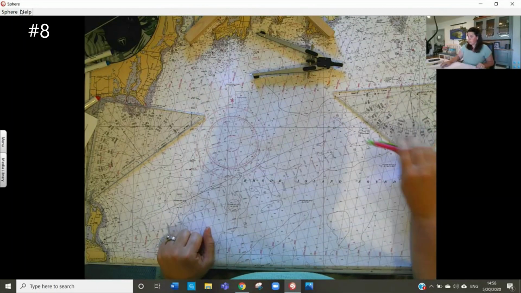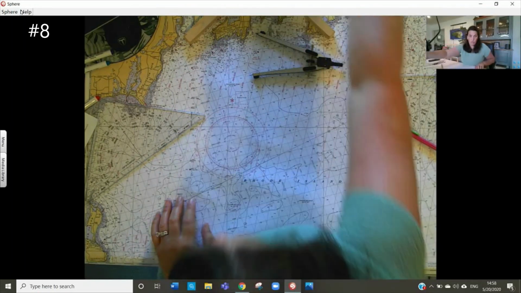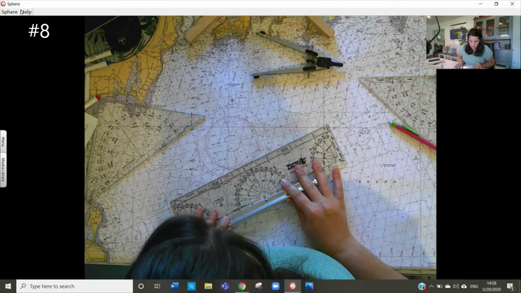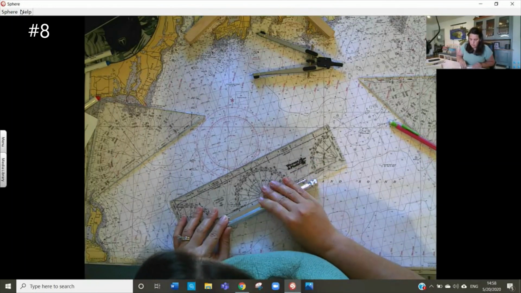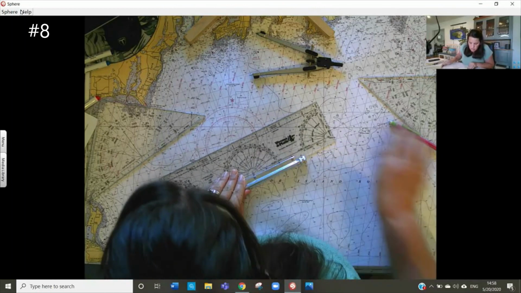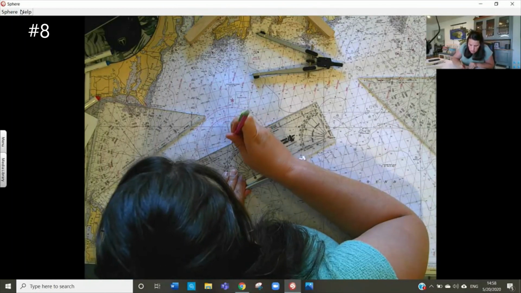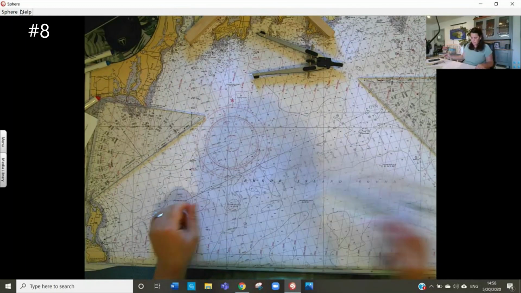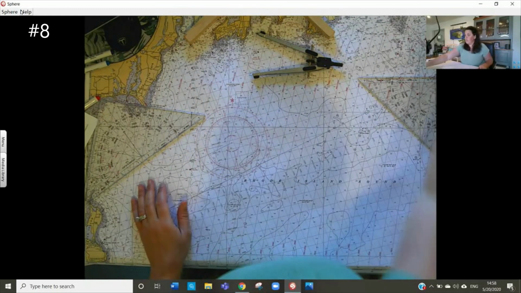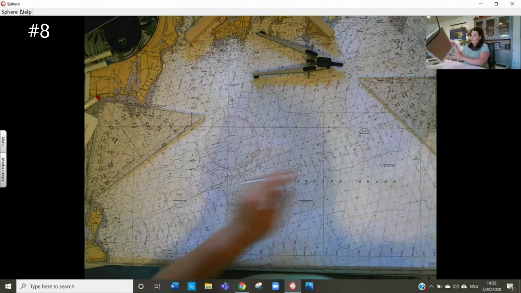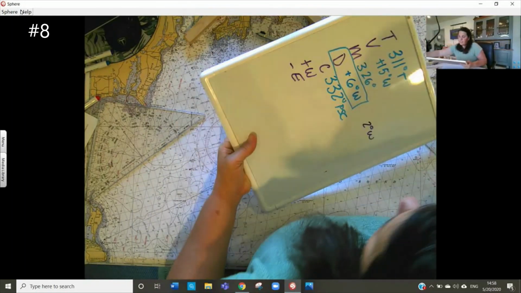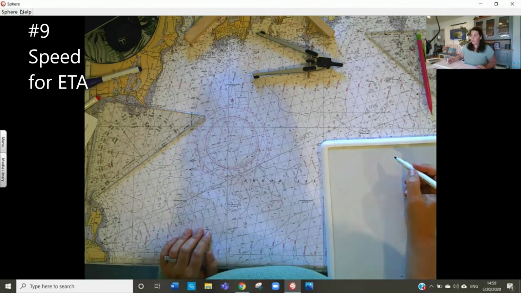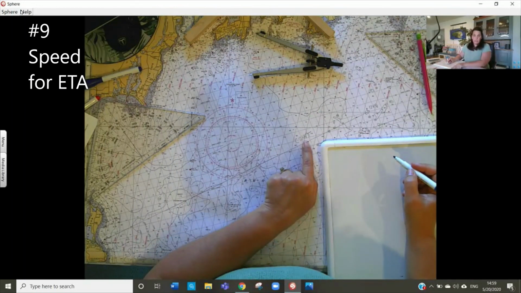You could always use the roll plotter as well. We are very close to it. Bring it up. 244. So if I have 244 degrees, I am going to convert that. Okay, so I have my course of 244 degrees true.